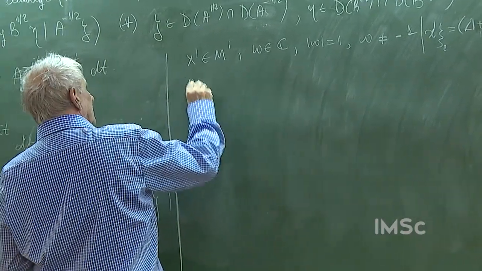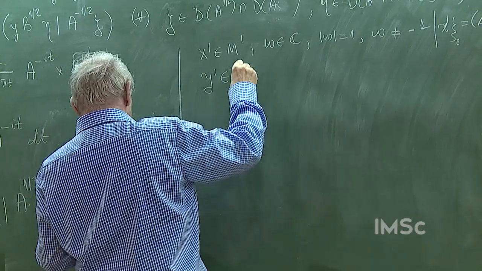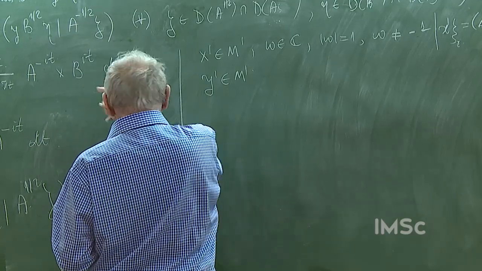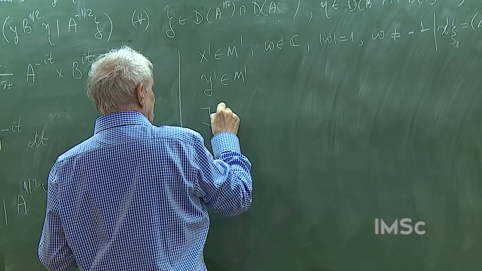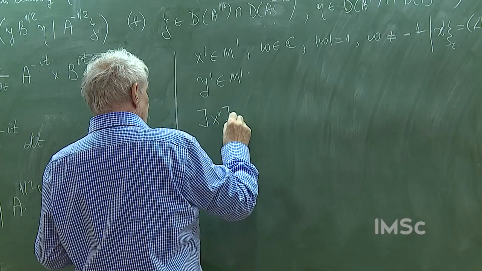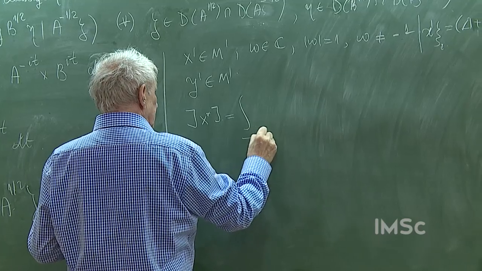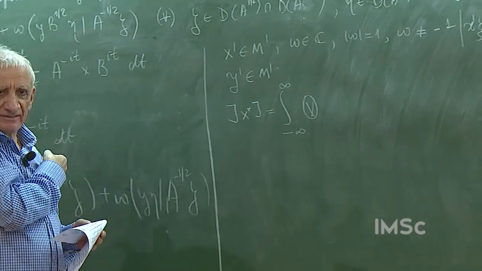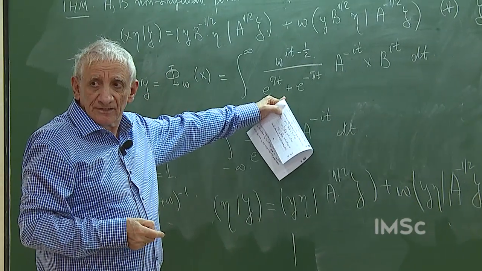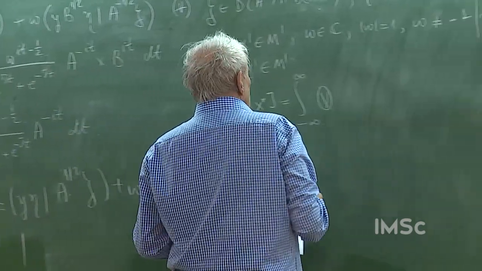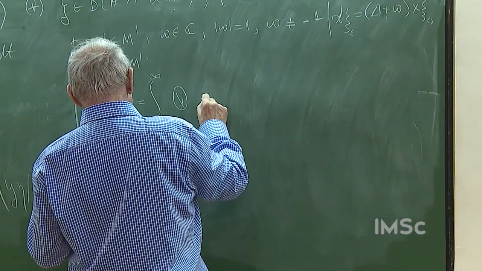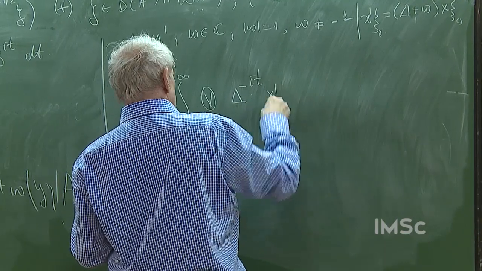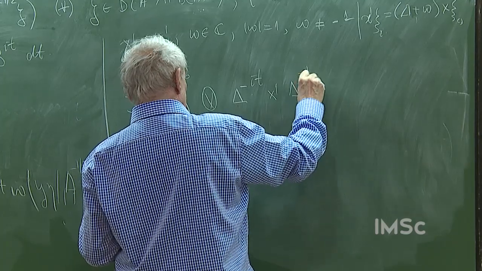Now, take an arbitrary y prime in M prime. Then we use this theorem. From this theorem, it follows that J x star J is equal to the integral from minus infinity to infinity of this thing. I will not repeat this normalization factor here. Of this thing, delta to power minus it, x prime, delta to power it, dt.